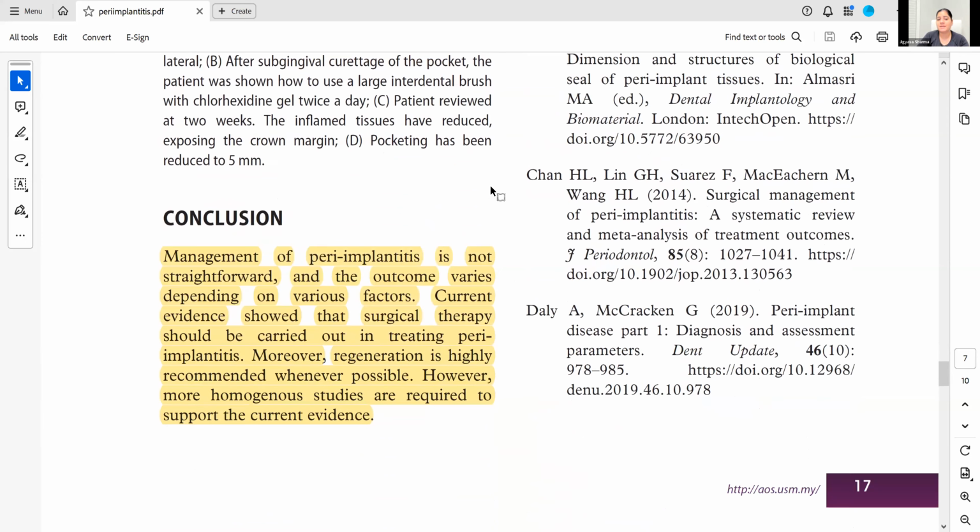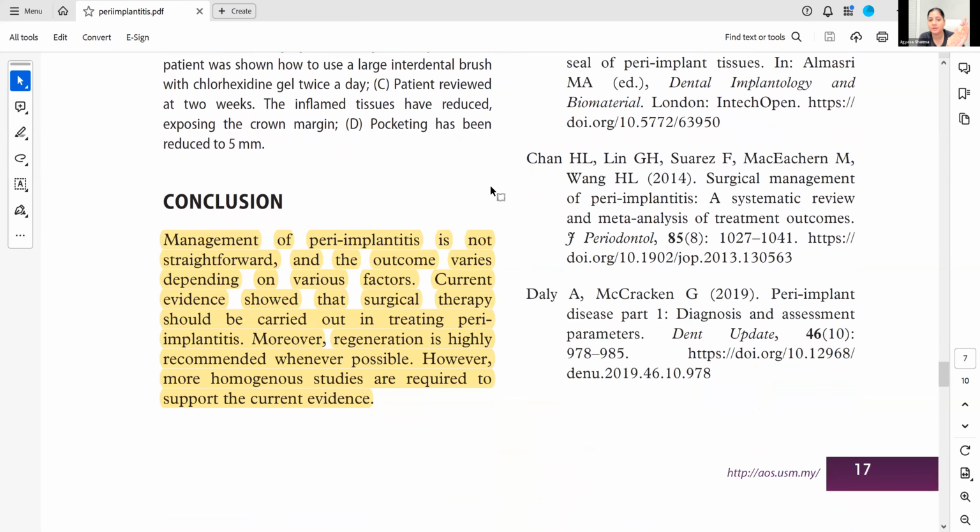So management of peri-implantitis is not straightforward, and the outcome varies depending on various factors. Current evidence showed that surgical therapy should be carried out in treating peri-implantitis. Moreover, regeneration is highly recommended wherever possible. However, more homogeneous studies are required to support the current evidence.